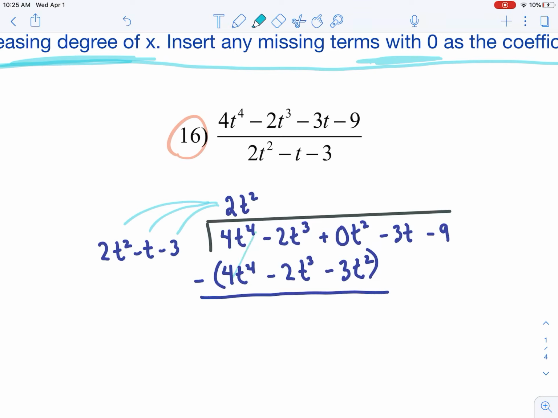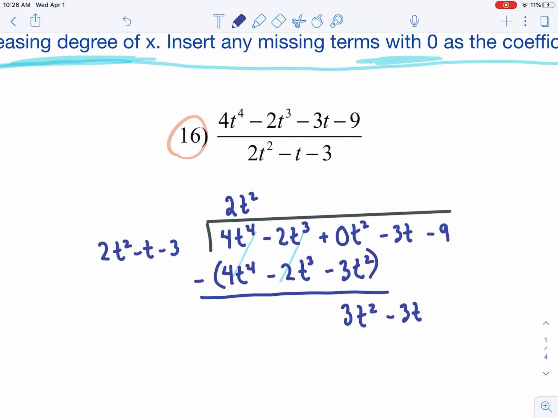These ones cancel out. These ones cancel out. 0t squared minus negative 3t squared is positive 3t squared. I'm going to pull down the next term, minus 3.